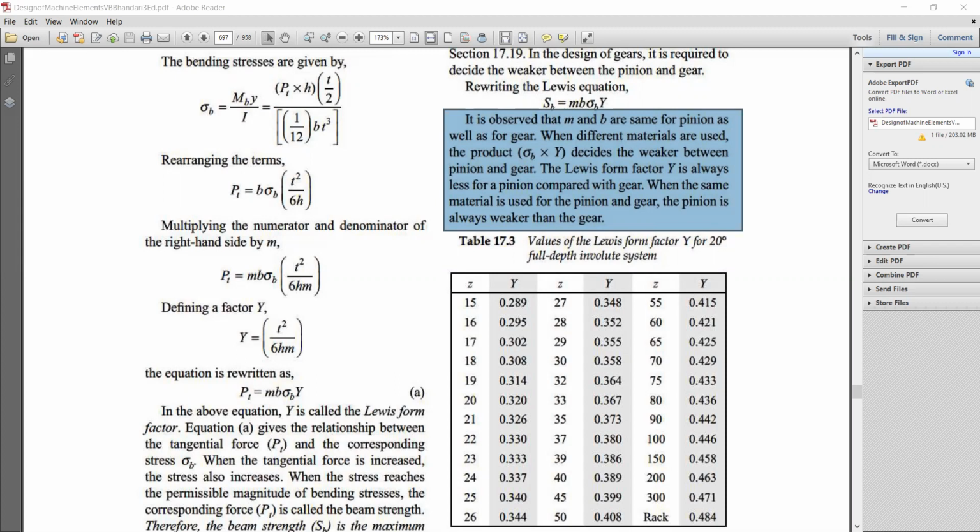ठीक है, ये स्ट्रेंथ क्यों चेक करना है? Because it is possible that the module which sustains the bending stress can fail in wear. ओके, तो ये वियर में भी फेल हो सकता है, तो हमें वो चेक करना पड़ेगा क्या ये वियर में फेल हो रहा है कि नहीं हो रहा है.